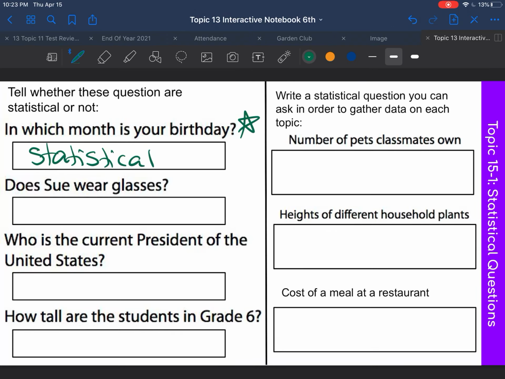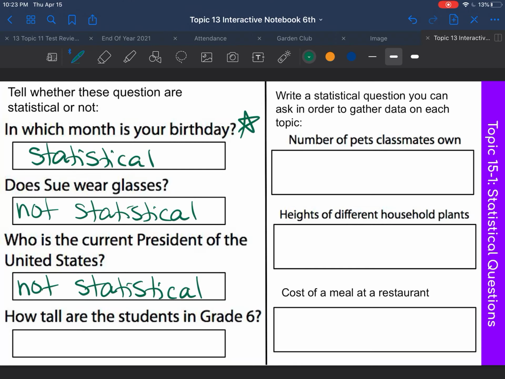Now, if you were to ask someone who knows a Sue, does Sue wear glasses? Are you going to get a variety of different answers for that one? No. So that is not statistical. You're just going to get either yes or no. If you were to ask people who is the current president of the United States, are you going to get several different answers? No, there's only one president. So it's just one correct answer, and it is also not statistical. You can't really analyze one correct answer.